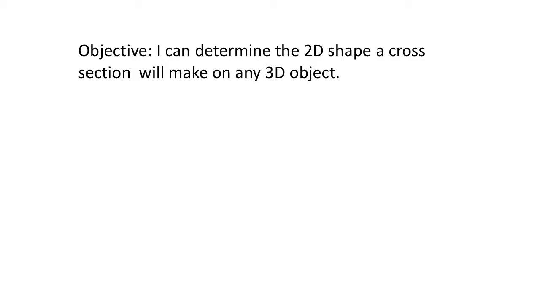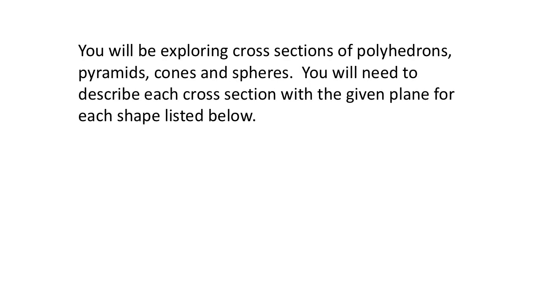All right, and you get different shapes depending on how you cut these. When it says cross-section, that means we're going to take these shapes and cut them. And then we'll look at what type of shape that cut creates on the three-dimensional shape. So exploring polyhedrons, just a three-dimensional shape, pyramids, cones, and spheres.